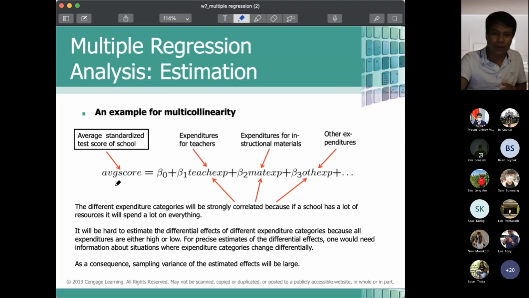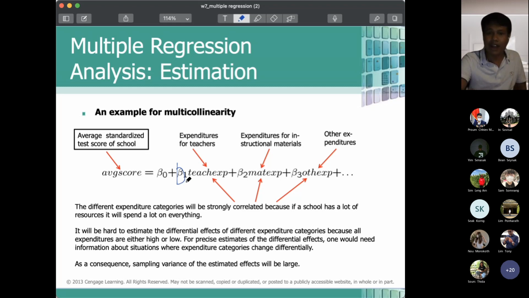Right, here's an example. Assuming you only want to estimate the effect of expenditure on teachers on the test score. But because you want to make sure that this beta 1 is unbiased, you also need to include expenditure for structural material and other expenditure. Here, you will obtain an unbiased beta 1.